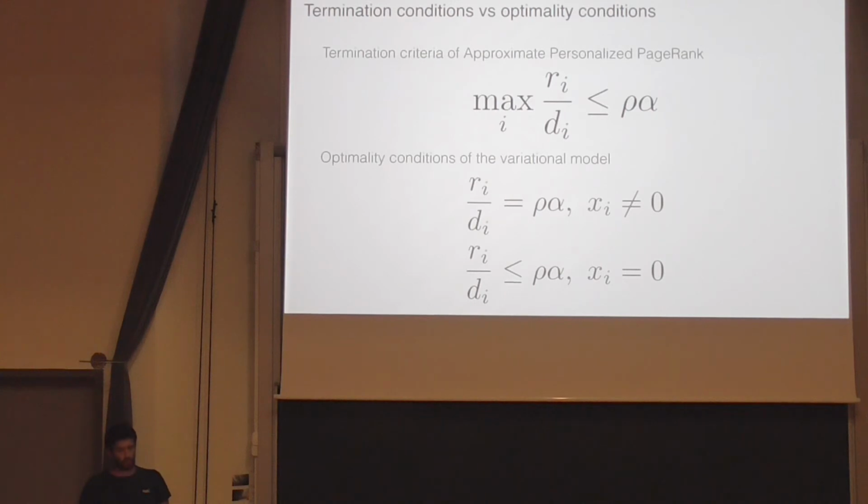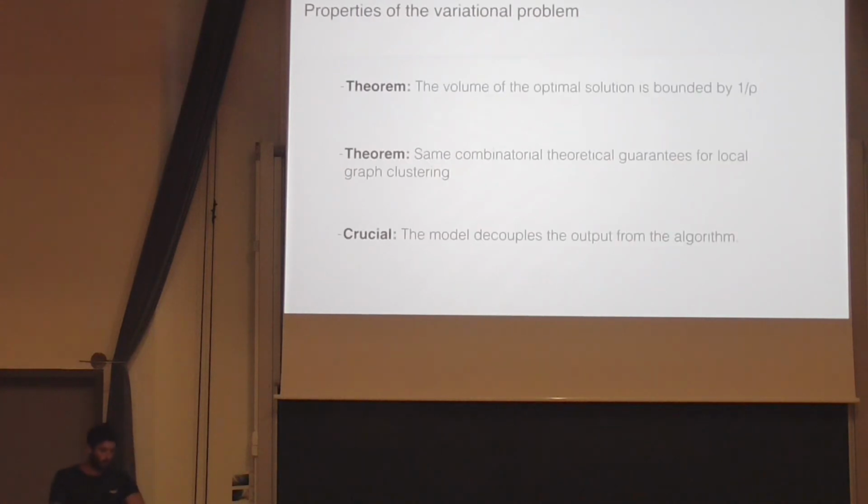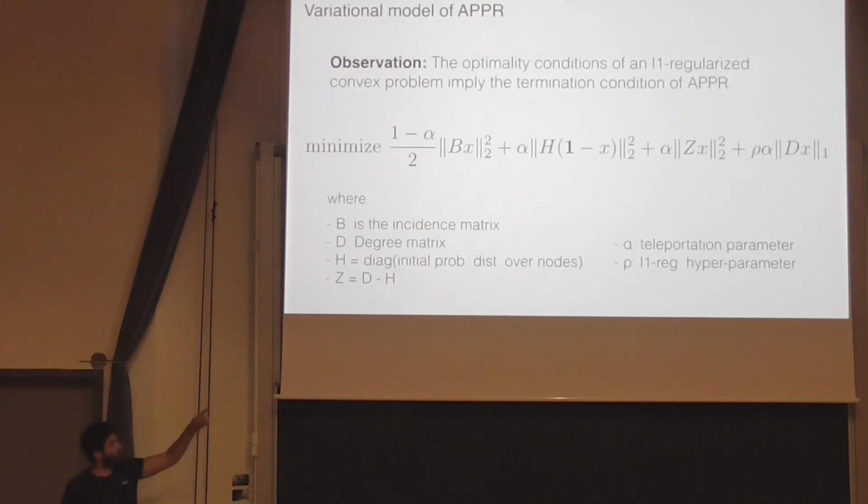In terms of optimality conditions, those two differ only in that one says less than or equal, and the other says that if my X is non-zero at optimality, I want this to hold as an equality, but if it's 0, then I don't care. This comes from the optimality conditions of the optimization problem. What we can show is that we can bound the volume, or otherwise the sparsity, of the optimal solution by 1 over rho. Rho is the regularization parameter. The larger it is, the sparser the solution is going to be. The smaller it is, the denser the solution.